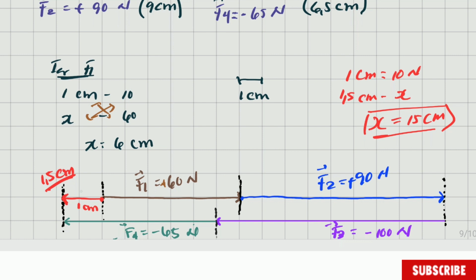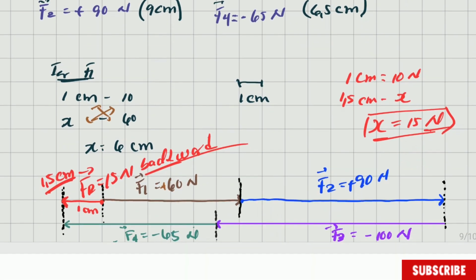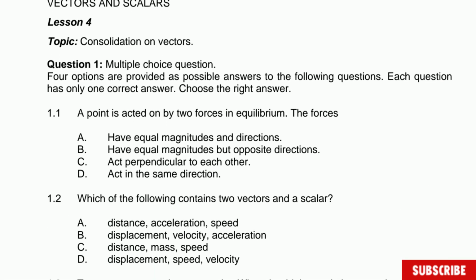So the resultant vector is equal to 15 Newton. We're looking for the Newton. F resultant is equal to 15 Newton. That is the answer. But now the answer was negative. If you look, it's moving to the back, so it's 15 Newton backward. And we're done with this question. Quite simple, this question. Let's go and do another 2 questions.